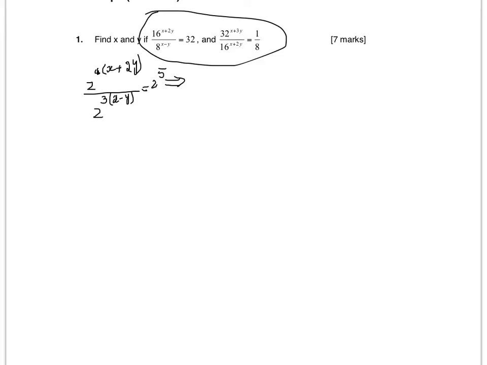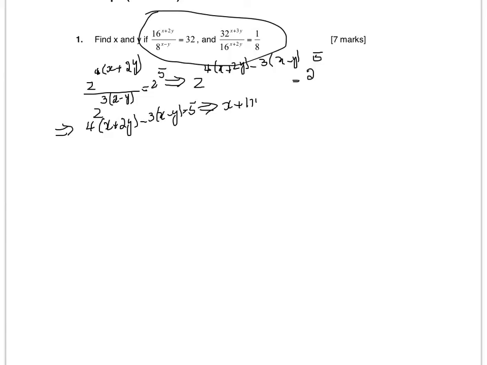So this equation can be written as 2 exponent 4 times x plus 2y minus 3 times x minus y is equal to 2 exponent 5. Since the bases are the same, 2, I can say that 4 times x plus 2y minus 3 times x minus y is equal to 5. If you simplify this one, we are going to get x plus 11y is equal to 5. This is equation 1.